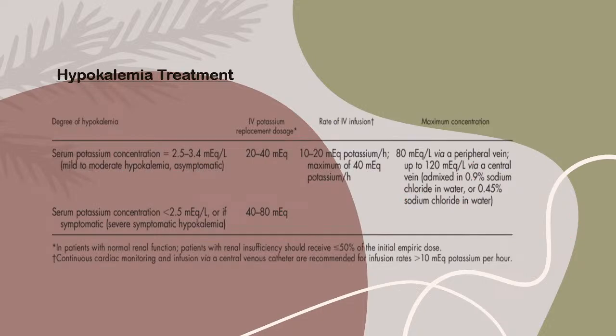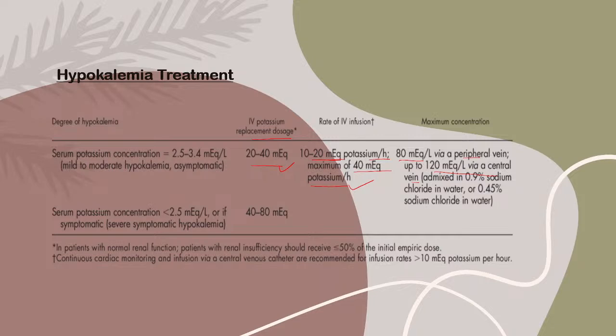Then we'll be discussing this chart. If the serum potassium concentration is between 2.5 to 3.4, we will give an IV potassium replacement dose of 20 to 40 milliequivalents. The rate of infusion would be 10 to 20 milliequivalents of potassium per hour, with a maximum of 40 milliequivalents per hour. All right, so we need to give it slowly, and the maximum concentration would be 80 milliequivalents via peripheral vein and 120 milliequivalents via central vein.